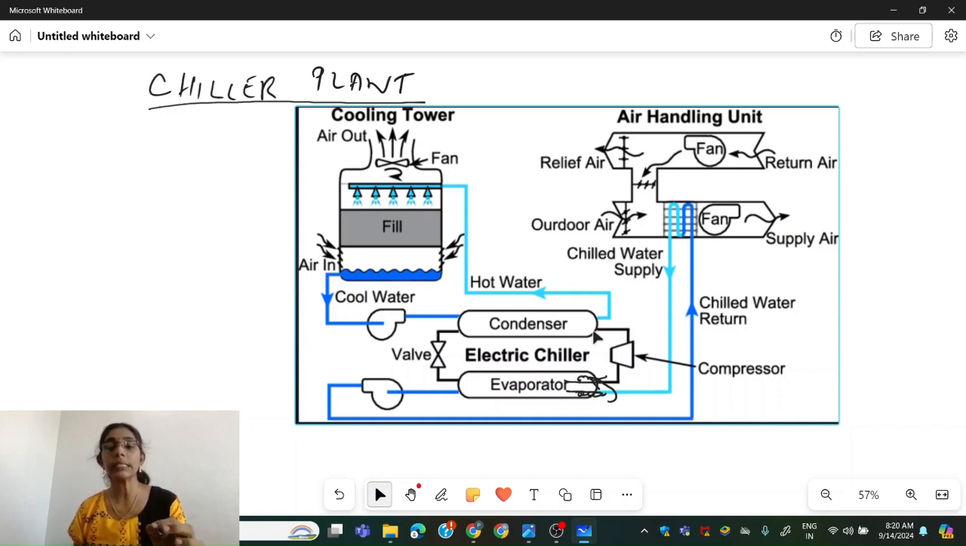Once it enters the condenser, it is allowed to cool. Allowed to cool in the sense that it will undergo a change in phase, that is, vapor back to liquid. When it undergoes change from vapor to liquid, it will lose its heat. So the refrigerant fluid loses the heat and then comes out in liquid state itself.